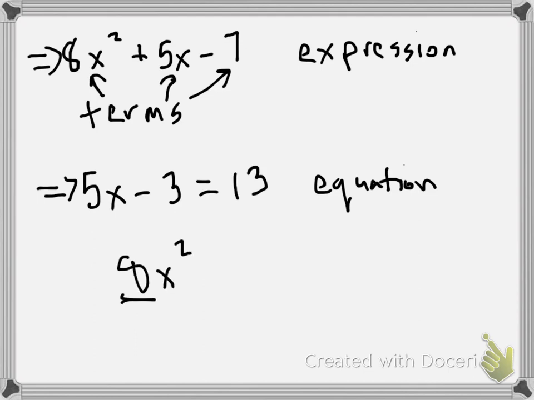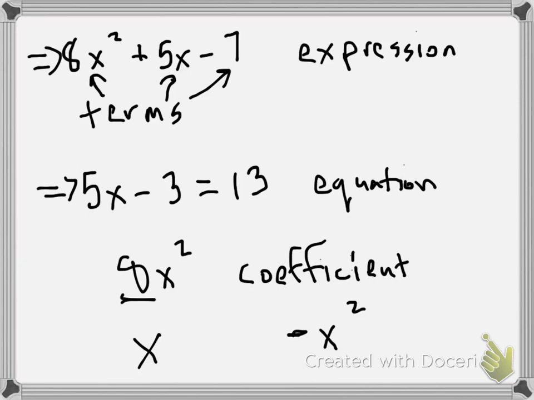One final one I want to discuss: if we look at this 8x squared term from the first one, this 8 at the beginning of the term has a name as well. It's called a coefficient. The number in front of a term is the coefficient of that term. If you have a term like x that doesn't have a written number in front, the implied coefficient on that term is 1. Similarly, if you have something like negative x squared, the implied coefficient is negative 1. These are going to be important things to understand for some of the things we're going to do in this lesson as well.